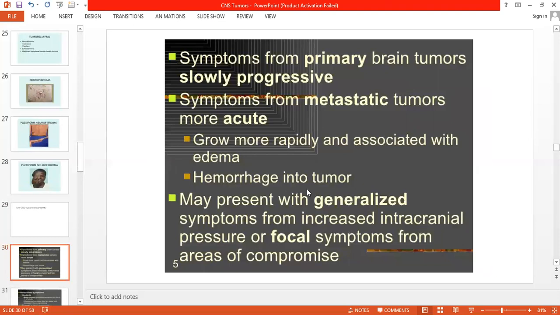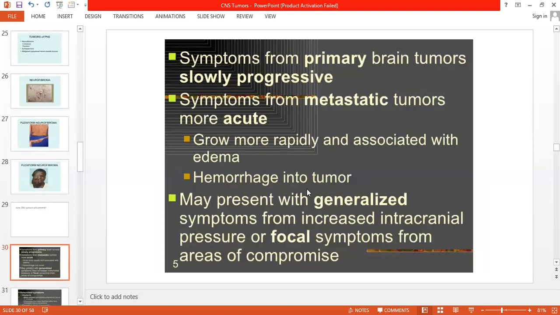Why are these metastatic lesions notorious? Because they will have surrounding edema which is disproportionate to the tumor size. Means there will be a tumor of 2 centimeters, but surrounding edema of 10 centimeters. Hemorrhage can occur into the tumor. The patient will certainly deteriorate due to a sudden increase in size of the tumor.